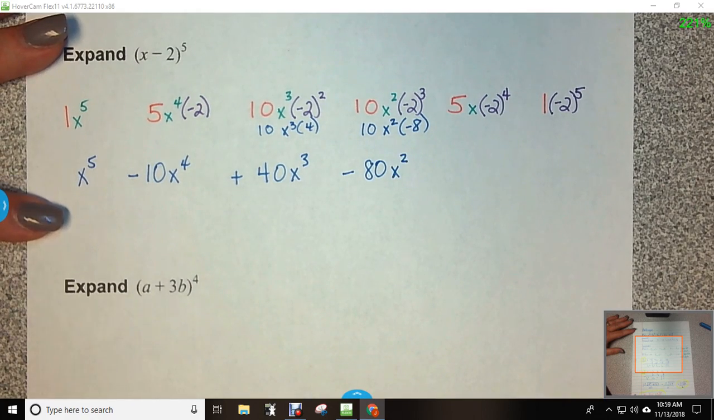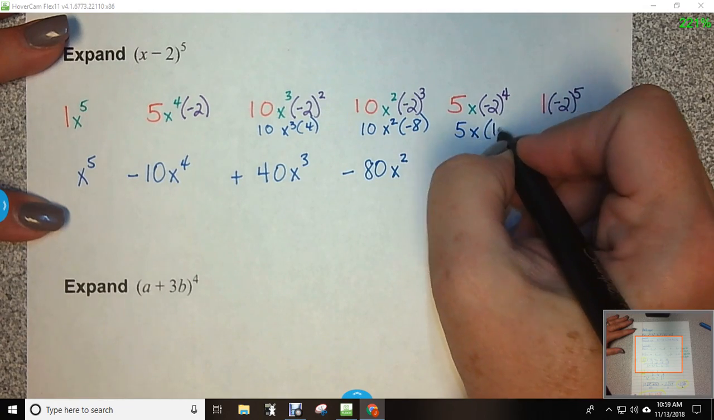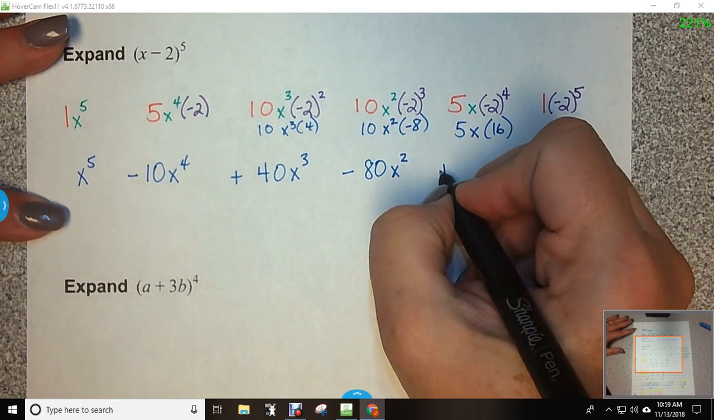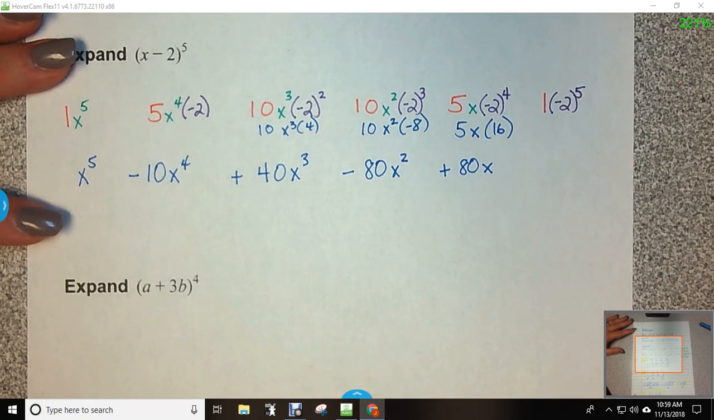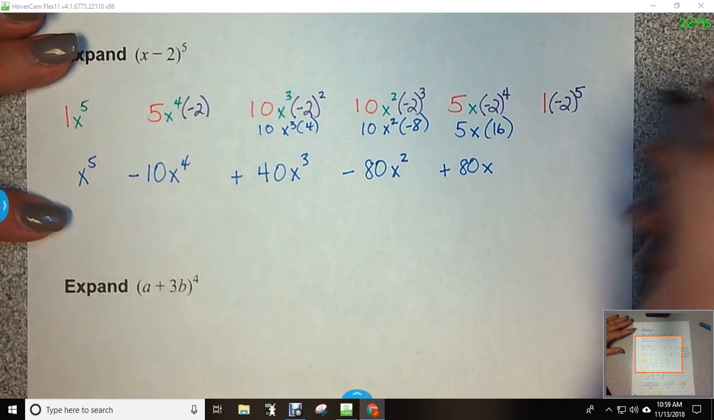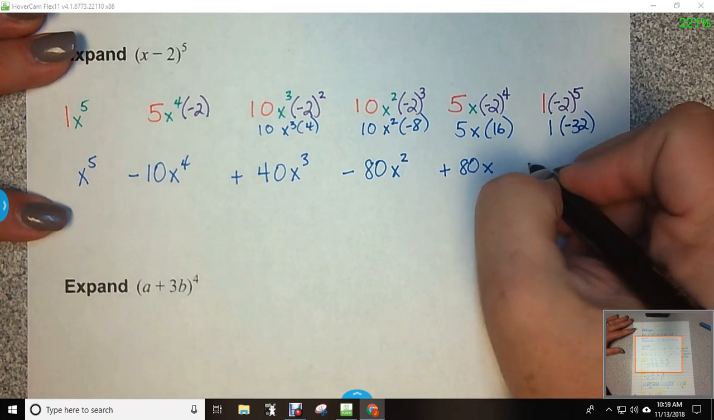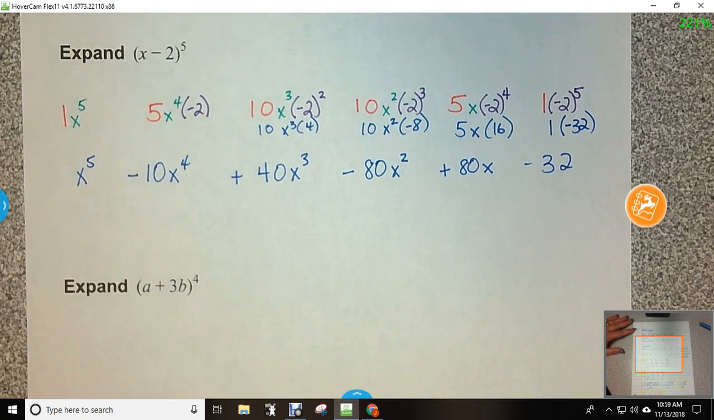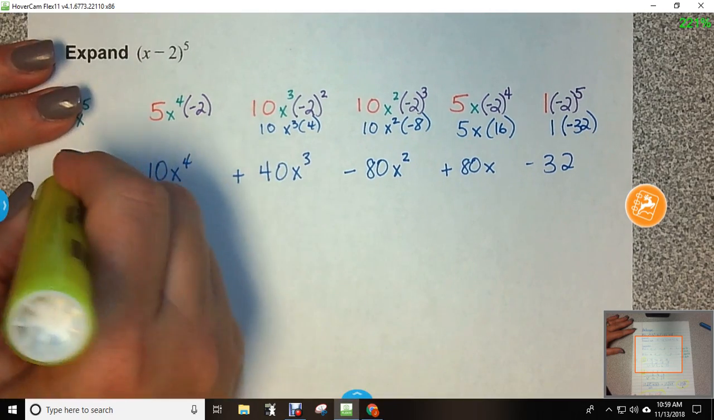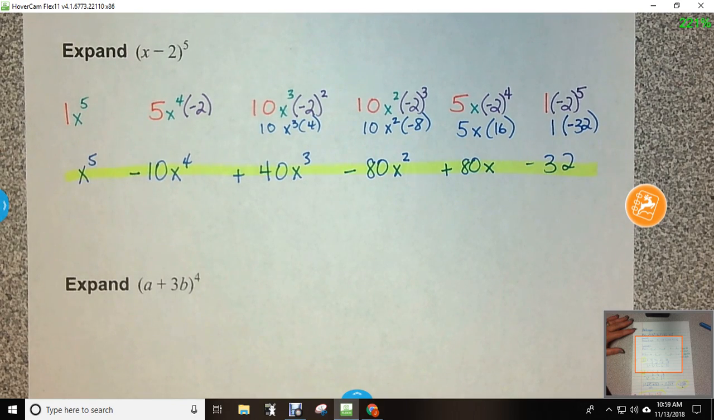For the next term, what is negative 2 to the 4th power? 16. So I have 5x times 16, which makes that plus 80x. And then for the last term, what is negative 2 to the 5th power? Negative 32. And this is your expanded answer.